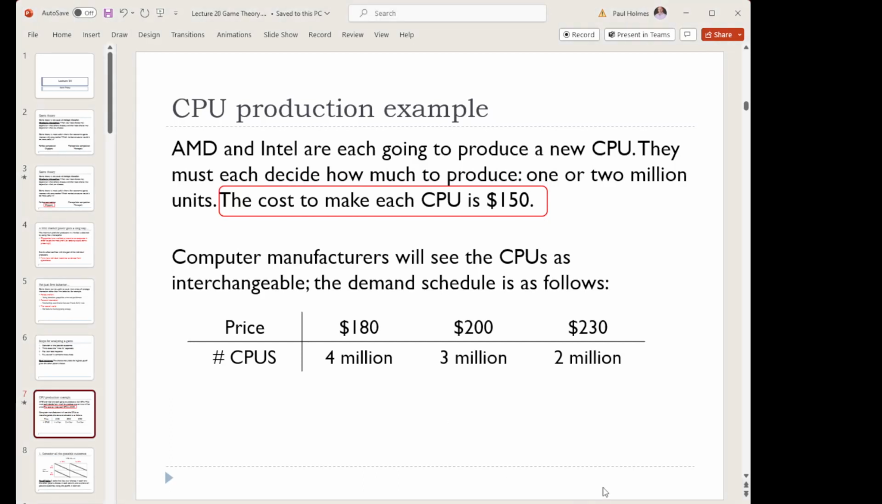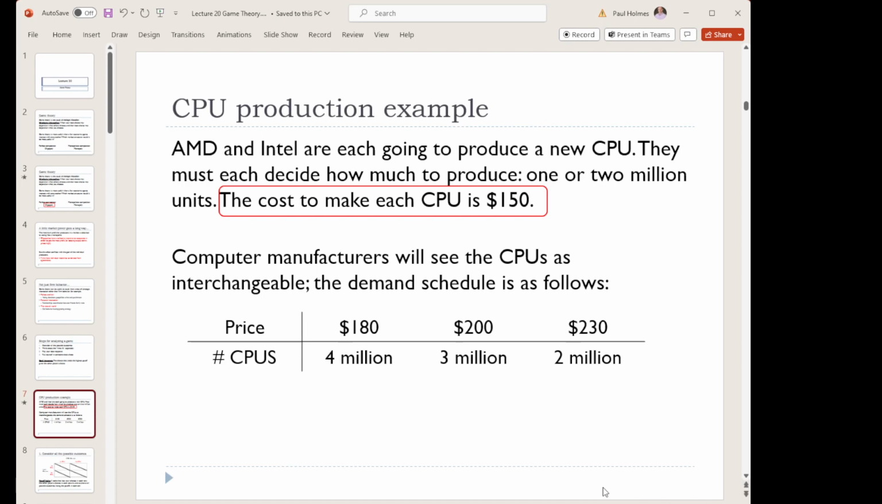Next, we're going to work on an example to illustrate some of the ideas in game theory. Our example is going to be two computer chip manufacturers, AMD and Intel. Each of them have just produced a new computer chip, a new CPU, central processing unit, and they're each deciding how many of these CPUs to produce, 1 or 2 million.